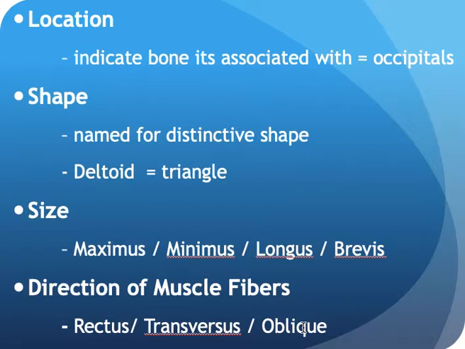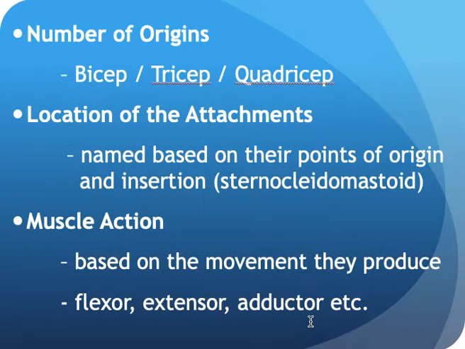And again, all these fibers, the name is kind of telling you in which direction. Rectus is going to be straight up and down. Transverse is going to be more left to right or across, and then oblique is going to be on a little bit of an angle. So number of origins: bicep, tricep, quadricep, the name tells you how many heads there are. So bicep has 2 heads, tricep has 3 heads, quadricep's going to have 4 heads.